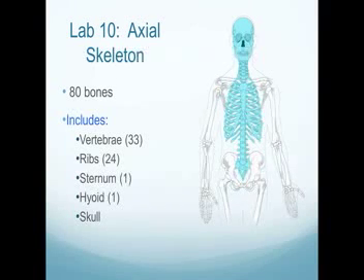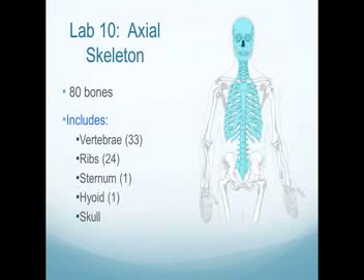Welcome back everybody to Lab 10, the Axial Skeleton. In this lab we're going to be looking at approximately 80 different bones. We do in fact break up the axial skeleton into a couple different labs. Lab 10 is reserved predominantly for the vertebrae, ribs, sternum, and the hyoid bone we'll discuss. We will then reserve the skull for another lab, but the skull is part of the axial skeleton.